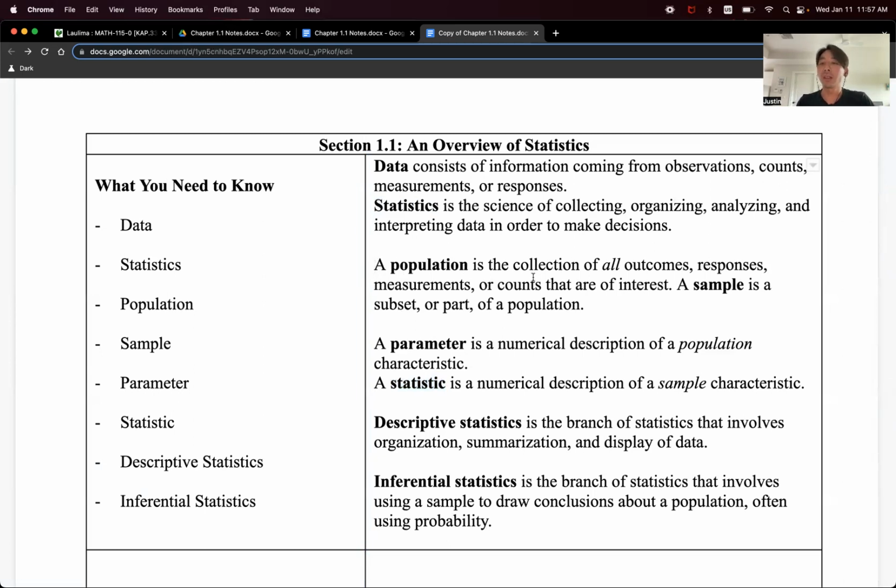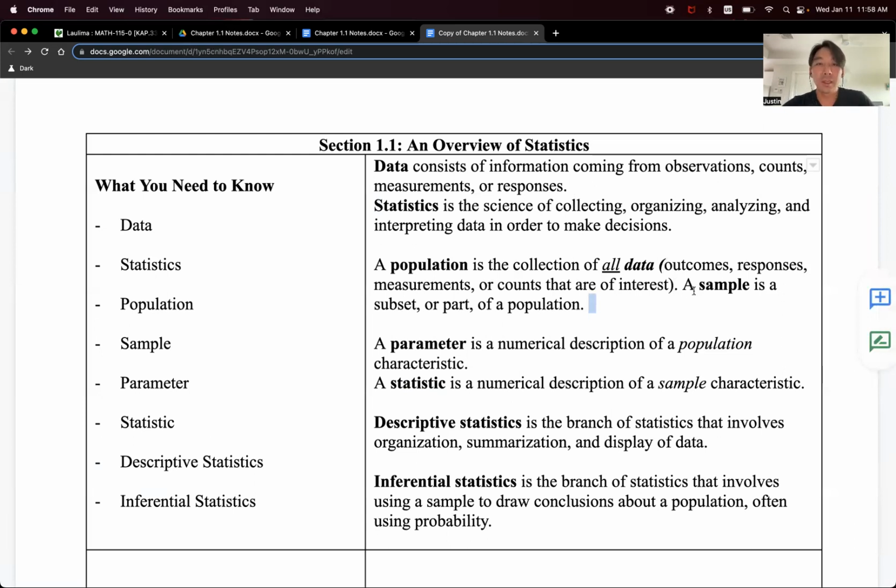Population. A population is the collection of all outcomes, responses, measurements, or counts that are of interest. So big keyword here is that word all. And another thing to note here is if you look at the definition for population, it's the collection of all outcomes, responses, measurements, or counts. But doesn't that look familiar? Look back at the definition of data here. Observations, counts, measurements, responses, outcomes, responses, measurements, counts. Basically the same thing, right? So how can you restate that? You can say a population is a collection of all data, really. That's what it is. Right? It's all the data.